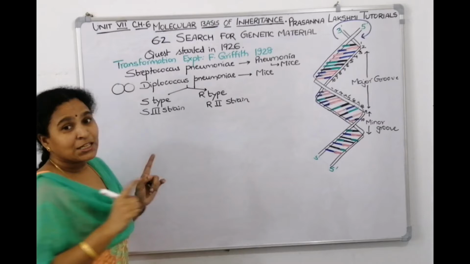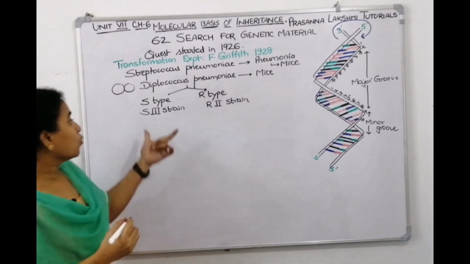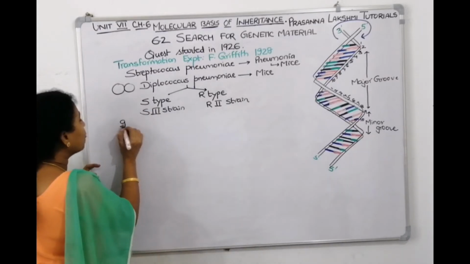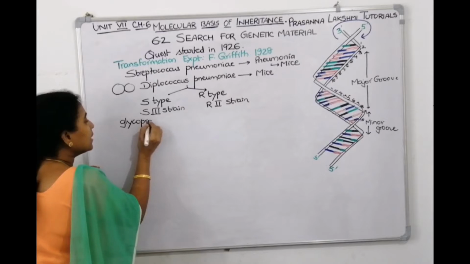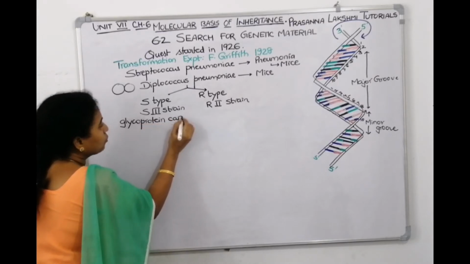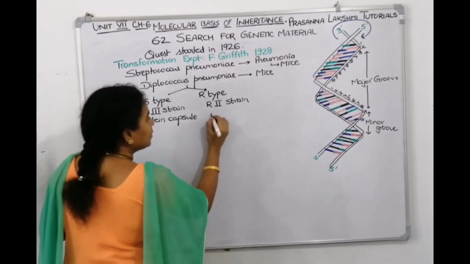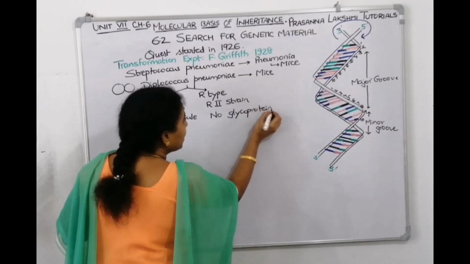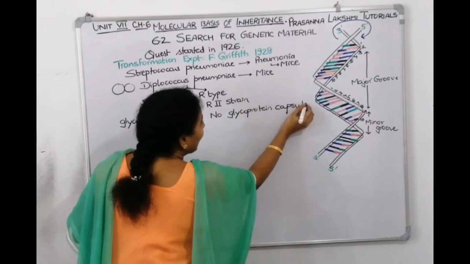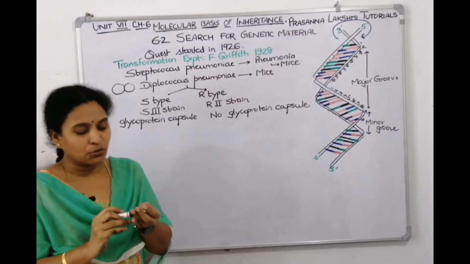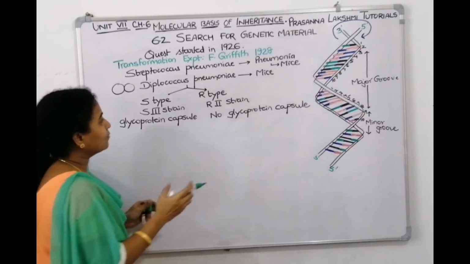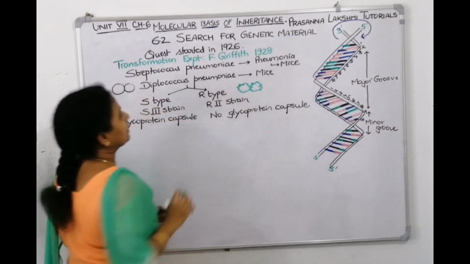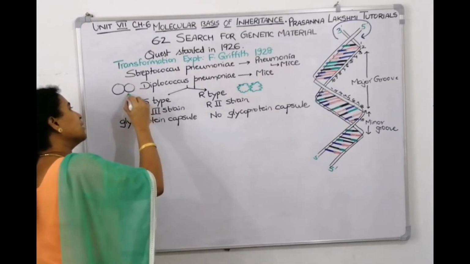I told you S stands for smooth and R stands for rough. Why is it smooth? Because it has a glycoprotein capsule around it, so it appears smooth. But R has no glycoprotein capsule, so it is rough in appearance. That's why they are called rough strains. If we have to draw the diagram, the rough diplococci will be like this, and the smooth colonies are like this.